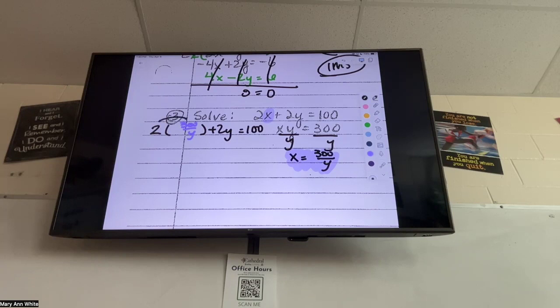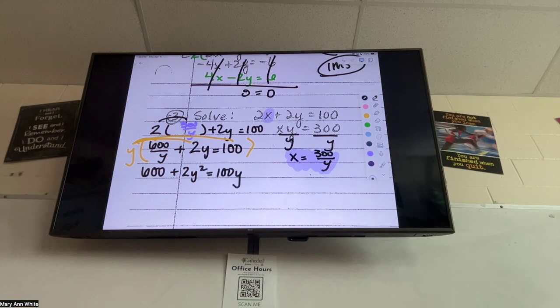So I'm going to start by distributing that 2, so now instead of 300 over Y, I get 600 over Y plus 2Y equals 100. Don't multiply on the bottom, only on top, because that's like 2 over 1. Now, I don't like that Y as a fraction, do you? No, so let's multiply everything by Y to get rid of it. So 600 over Y times Y, 2Y times Y, 100 times Y. Instead of 600 over Y, now I just get 600. Instead of 2Y, I now get 2Y squared. Instead of just 100, I now get 100Y.